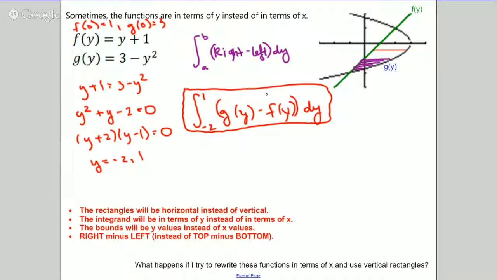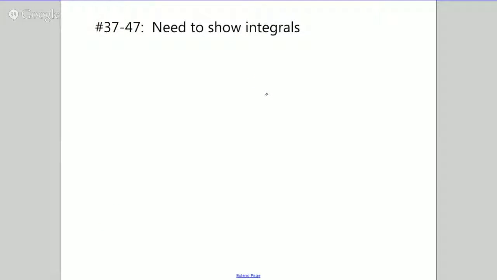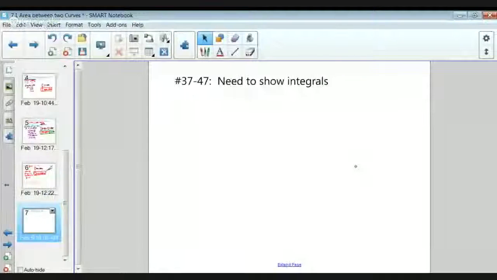Okay, and I believe that is all I have for you. Just be sure that, and I have this in your calendars too, but for 37 through 47, please show all integrals.